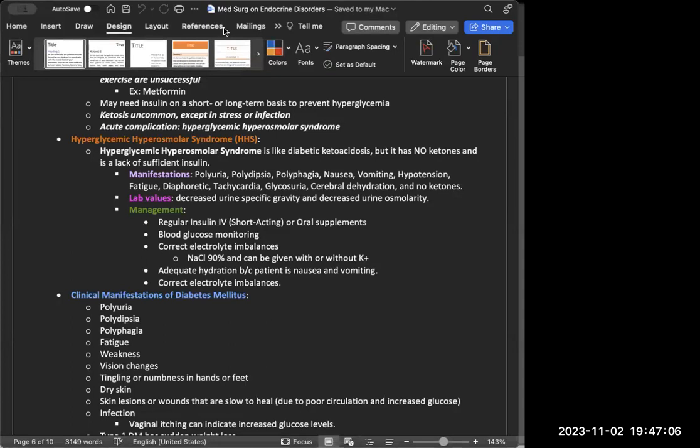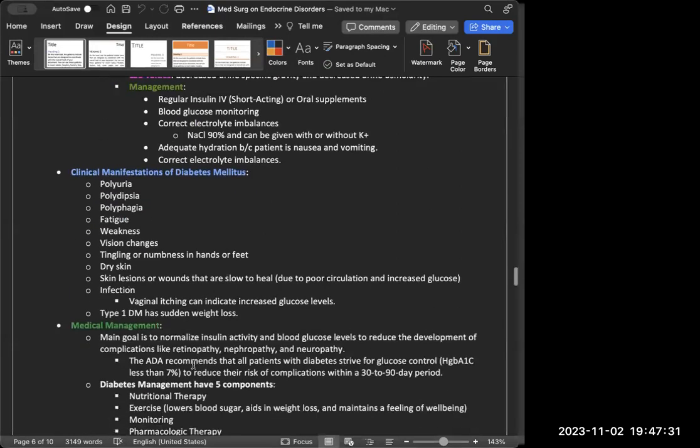What else? Electrolyte imbalances can be caused as a result of these different diseases because of the nausea and vomiting that you can get in hyperglycemic hyperosmolar syndrome, or HHS, and diabetic ketoacidosis. So we might have an electrolyte imbalance. So we want to watch blood values, right? Adequate hydration, right? In the nausea and vomiting, they need to be constantly hydrated and correct any electrolyte imbalances.